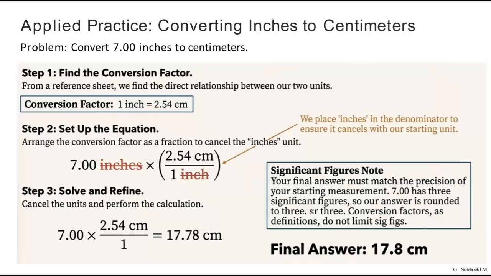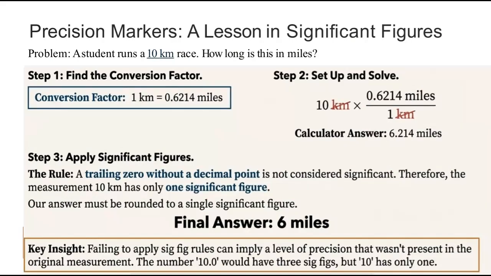Alrighty, let's look at another one. I want to convert 10 kilometers to miles. So it's also a length conversion, and it's also found in your reference page. And that conversion factor is that 1 kilometer is 0.6214 miles.